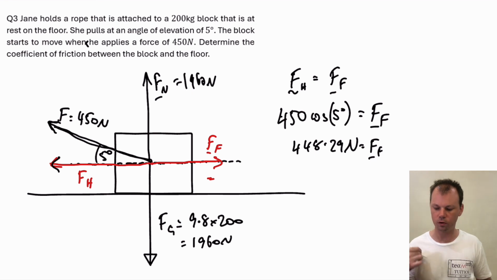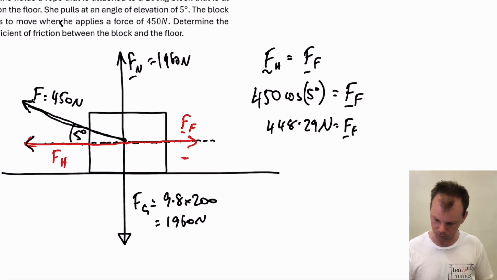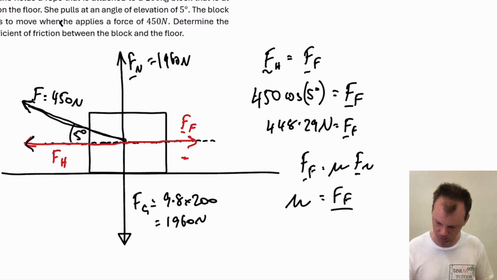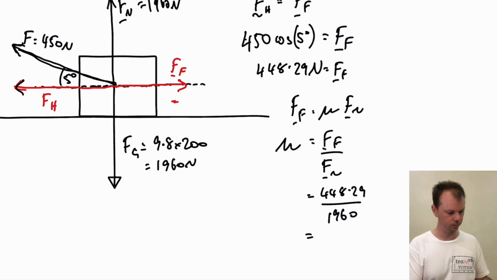So that's my frictional force. We've also got a normal force, so using those two, we can work out our coefficient of friction. So we've got the frictional force equals coefficient of friction times the normal force. Coefficient of friction is frictional force divided by normal force. Frictional force 448.29 divided by 1960. And we get a coefficient of friction of 0.229.